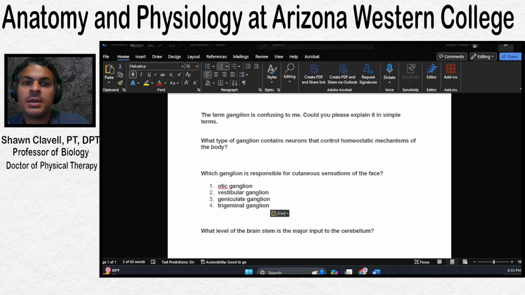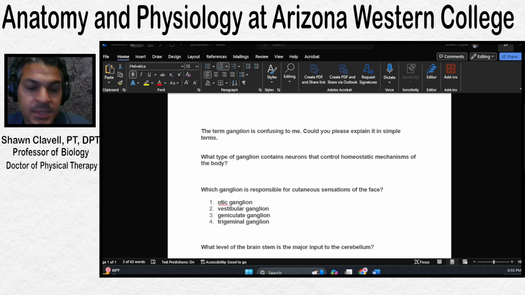Okay, so I got an interesting email from a student here who had a couple of questions regarding, as you can see up here, the term ganglion, and a couple of questions regarding some different specific ganglionic structures. And so the term ganglion is kind of confusing. Could you please use that in simple terms?